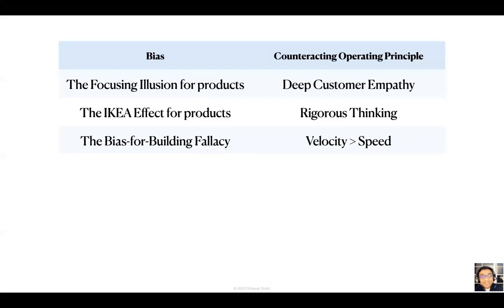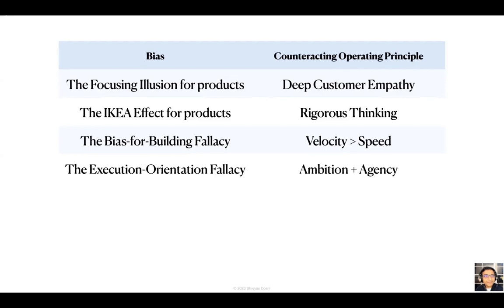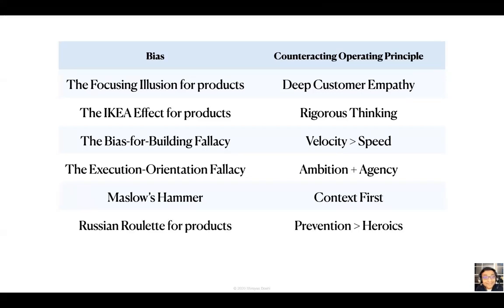To fight the bias for building fallacy, we need to recognize that sheer speed doesn't mean much unless it's in the right direction. That's why velocity is what really matters. The antidote for the execution orientation fallacy is to cultivate high ambition and high agency, to find a way to get what you want without waiting for conditions to be perfect or otherwise blaming the circumstances. To counteract Maslow's hammer, we need to recognize that context comes first. The same tool can either help us or harm us, and the way we decide is with an appreciation of our current context.